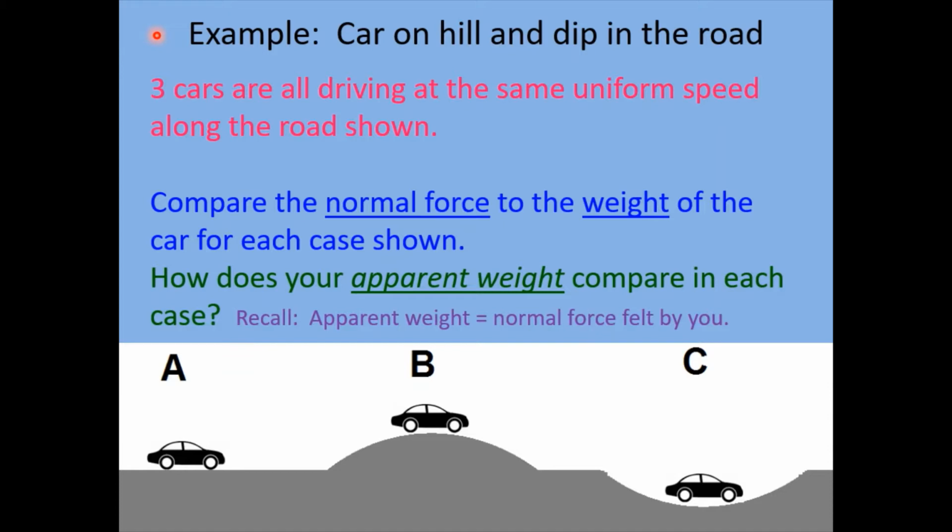So this next example is sort of a semi-conceptual type example. We're not going to actually use any numbers here, but this is a good one to apply the dynamics of uniform circular motion to a situation where you might not at first think about circular motion. So the situation is we have 3 cars that are driving at the same uniform speed along the road shown. Car A is driving on a level, flat road. Car B is going over a hill or a hump in the road. And car C is driving down inside of a dip in the road.